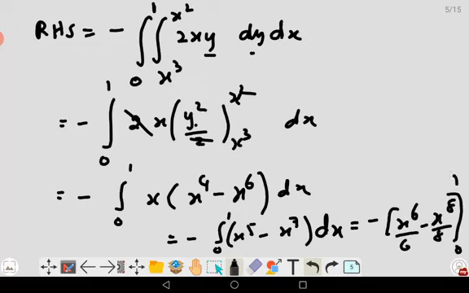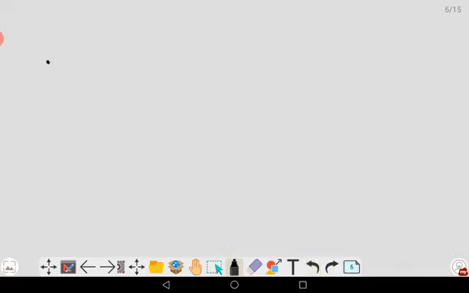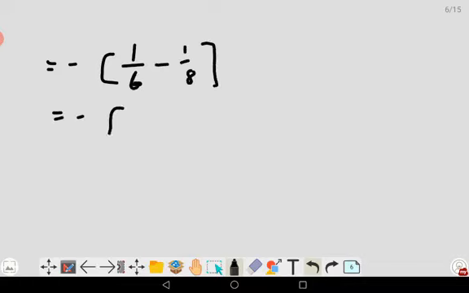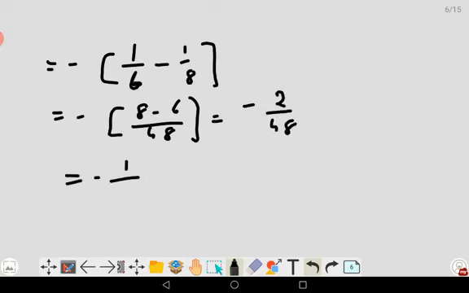Now substitute the upper and lower limits. Upper limit is 1. So minus, you substitute 1 over 6. Another term will give 1 over 8. Simplify this one. You get 8 minus 6 over 48, which is minus 2 over 48. So it will be minus 1 over 24. This is slightly different from the book answer, isn't it? Do not worry about the book answer. This is the right answer.